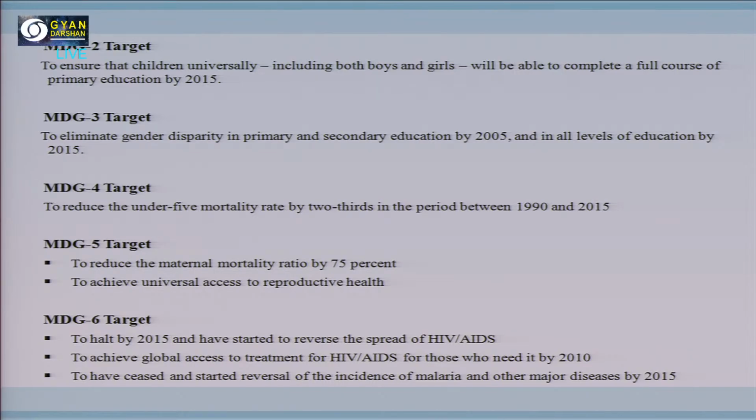So these are the 6-7 goals that were fixed by the United Nations, and it was urged that all the developing countries should attain all the targeted goals by 2015. But it was found that all the goals were not attained. So in 2015, the United Nations UNDP enhanced this Millennium Development Goal to Sustainable Development Goal.